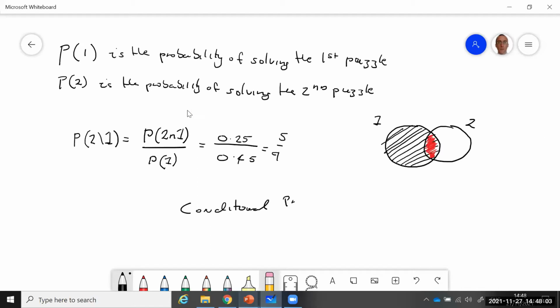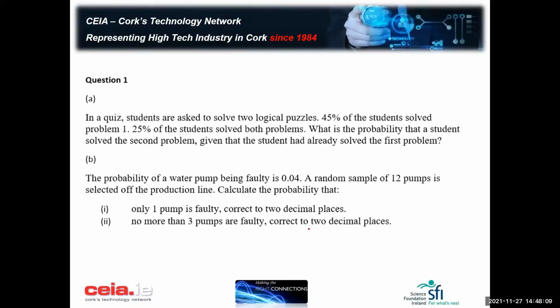Conditional probability. Okay. The second problem in that question, it's unrelated. The probability of a water pump being faulty is 0.04. A random sample of 12 pumps is selected off the production line. Calculate the probability that (i) only one pump is faulty, correct to 2 decimal places, and (ii) no more than 3 pumps are faulty, correct to 2 decimal places.